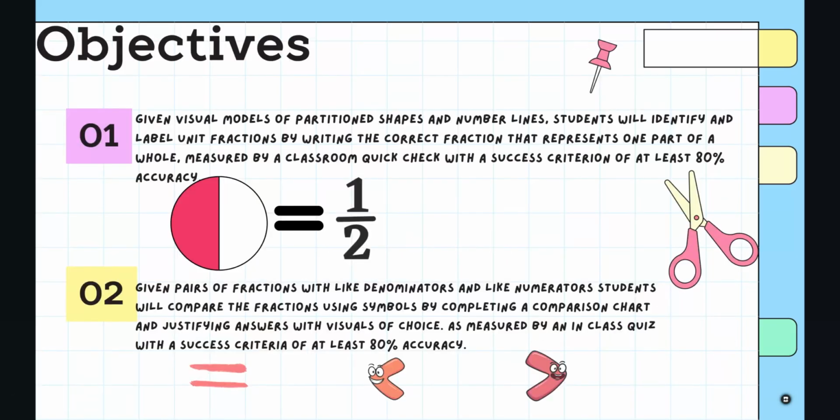Our two main objectives. One, given visual models of partition shapes and number lines, students will identify and label unit fractions by writing the correct fraction that represents one part of a whole, measured by a classroom quick check with a success criterion of at least 80% accuracy. Number two, given pairs of fractions with like denominators and like numerators, students will compare the fractions using symbols by completing a comparison chart and justifying answers with visuals of choice, as measured by an in-class quiz with a success criterion of at least 80% accuracy.